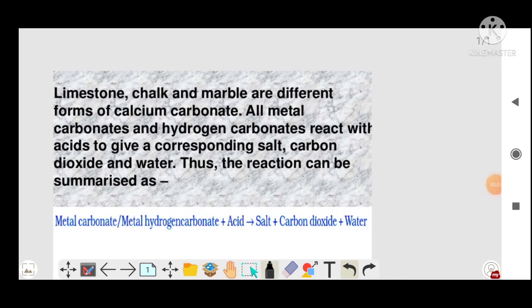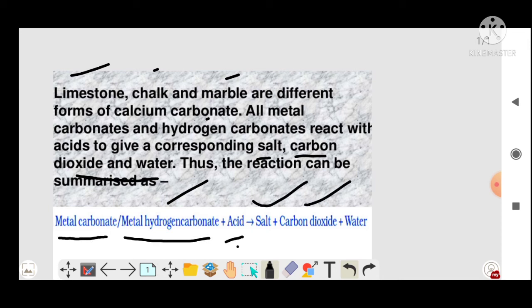Here are some theoretical descriptions. Limestone, chalk and marble are different forms of calcium carbonate. All metal carbonates and hydrogen carbonates react with acids to give a corresponding salt, carbon dioxide and water. Thus the reactions can be summarized as: metal carbonate or metal hydrogen carbonate and acid give salt, carbon dioxide and water.